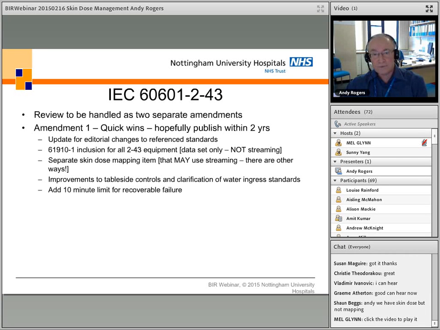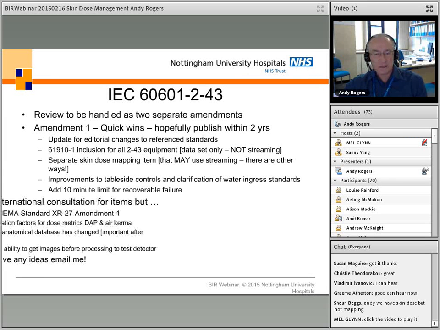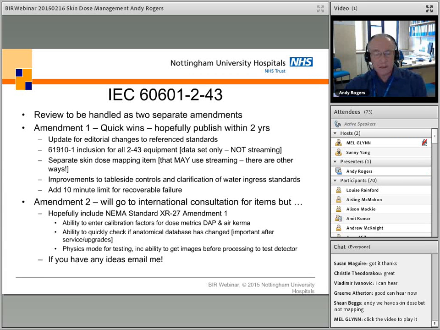And there was some other stuff in there about how fast you can recover your machine when it fails, putting a 10-minute limit on recovering it once you've got some power or something's gone wrong, which is an improvement on what's in there at the moment, and improvement to tableside controls so you can feel them when you've got dim lighting, and clarification on water ingress. We don't like a lot of blood and guts coming into the interventional table. And then a more considered Amendment 2 to this standard. And remember, these are the standards that are setting out what the kit has to do.